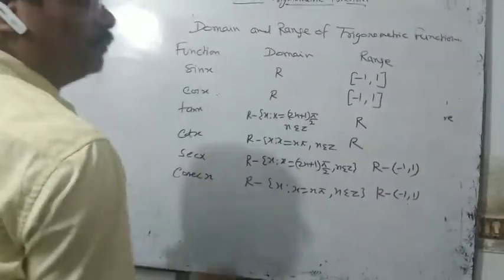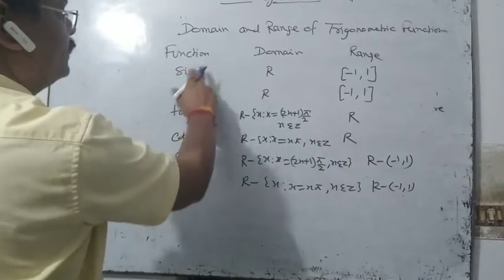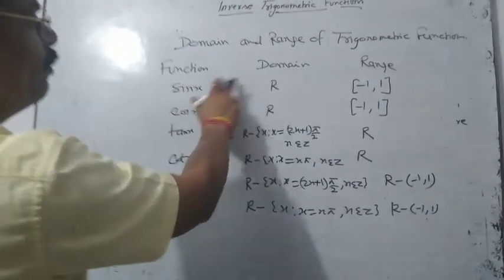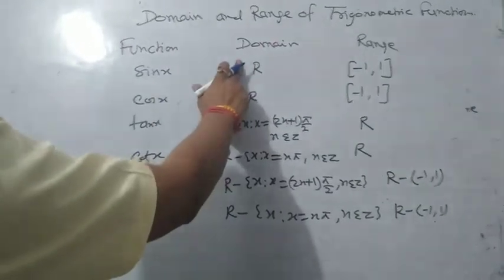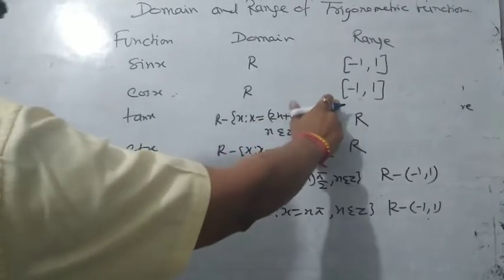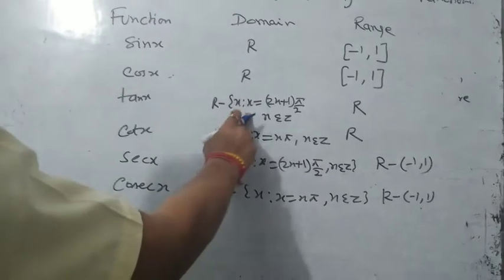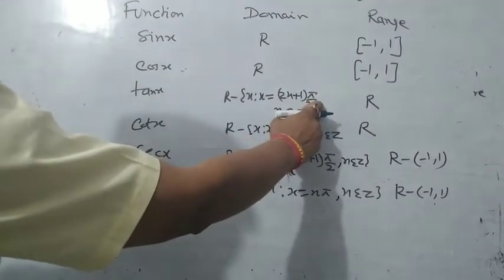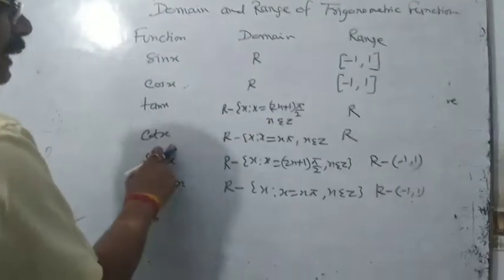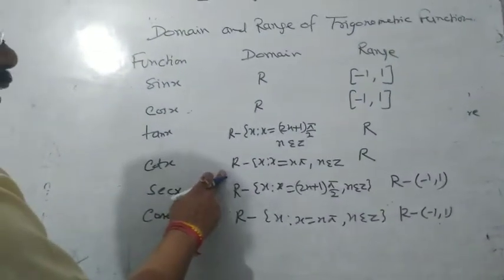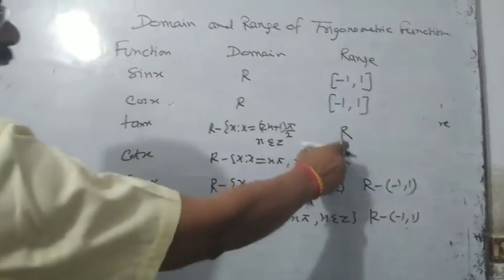So first of all, trigonometric functions, their domain and range. Function sin x: the sine function's domain is real, range is [-1, 1]. Cos: domain is real, range is [-1, 1]. Tan x: all real numbers except x = (2n+1)π/2, where n is an element of integers, and range is real. Cot x: similarly, all real numbers except x = nπ, n is an element of integers, and range is real.